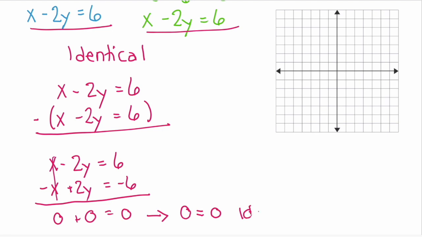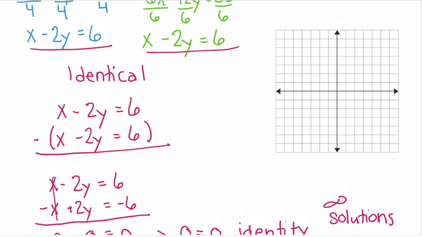This is what's known as an identity, because both sides are identical, just like we saw that those equations are identical. And whenever you have an identity or identical lines, you're going to have infinite solutions. Because when you graph these lines, since they are identical, they share every single point in common, or infinite points. So let's look at graphing one of those.